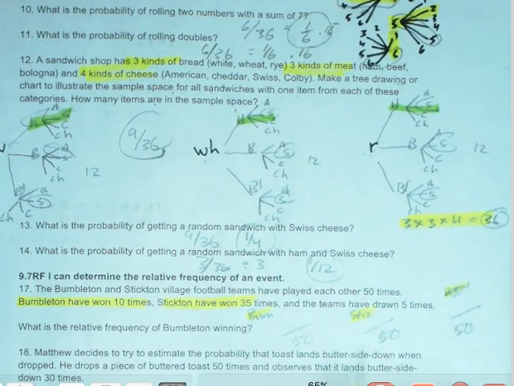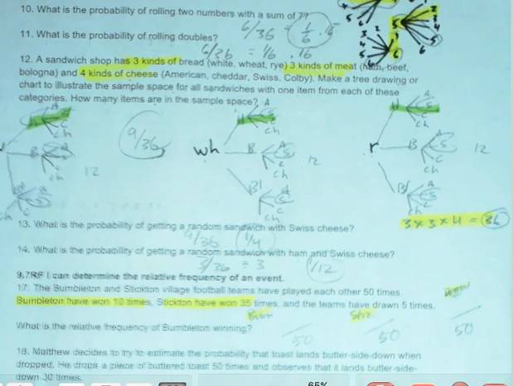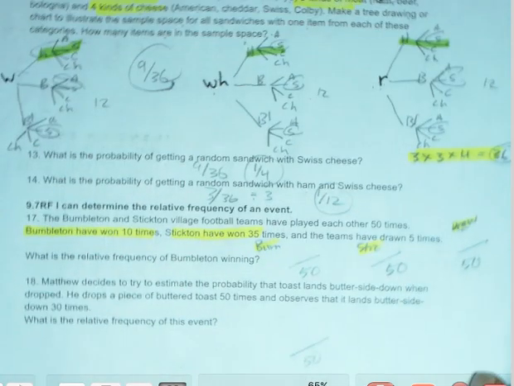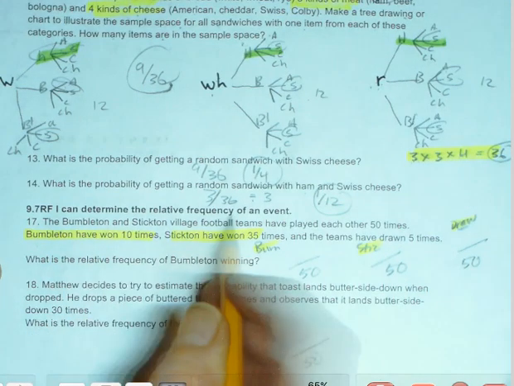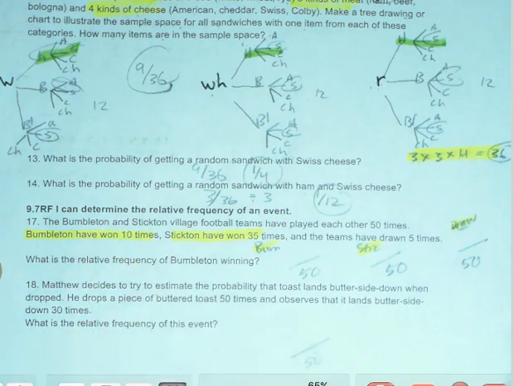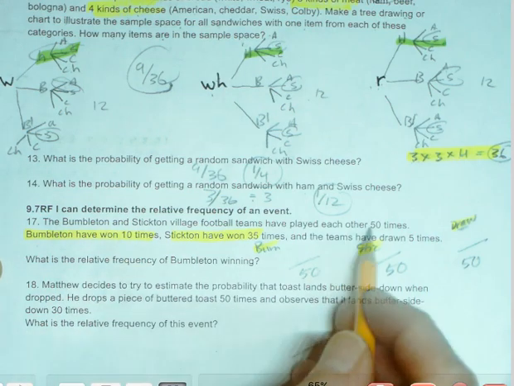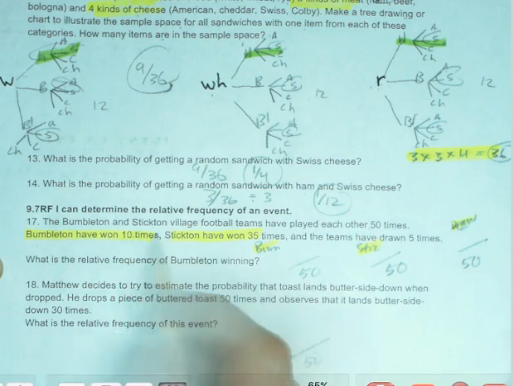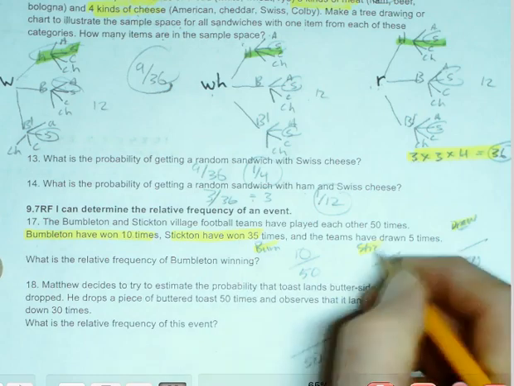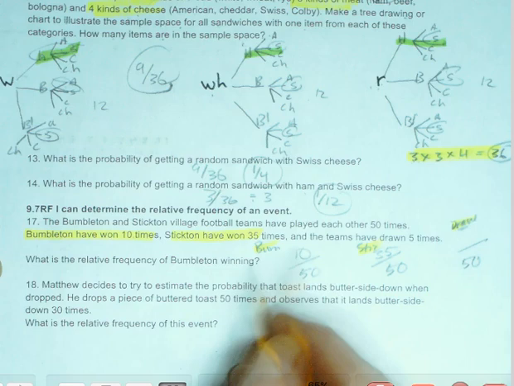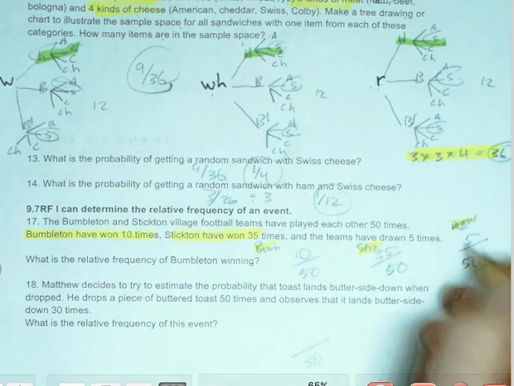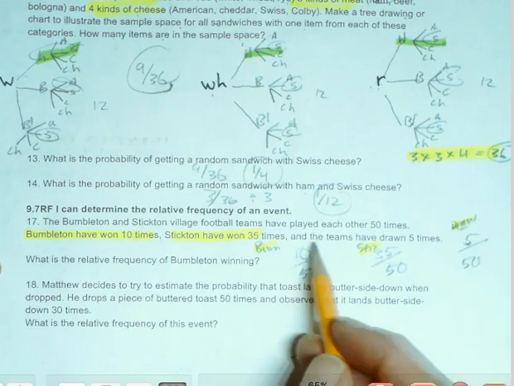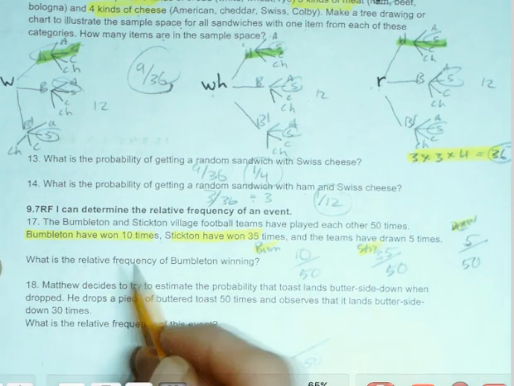All right, relative frequency. It's the target we're working on today in class, and our last target for chapter 9. I can determine relative frequency of an event. The Bumbleton and Stickton Village football teams have played each other 50 times. Bumbleton has won 10 times, so I'm going to fill that in, 10 times out of 50. Stickton has won 35 times, 35 out of 50. And the teams have had a draw 5 times. A draw means they simply ended up tied. Nobody won.